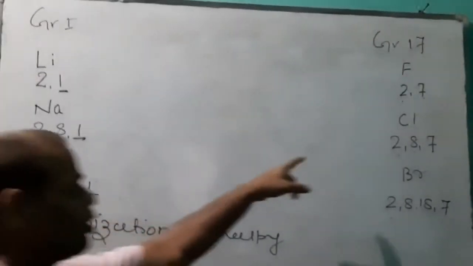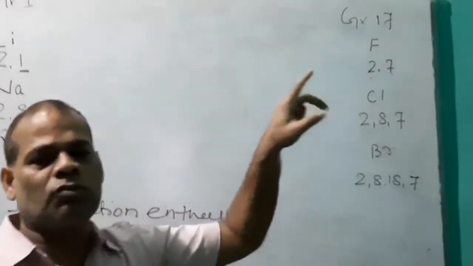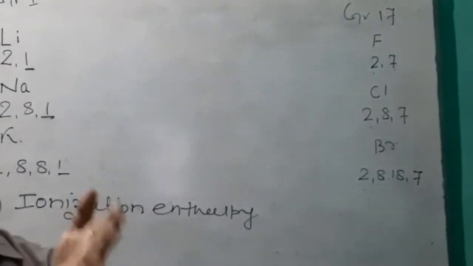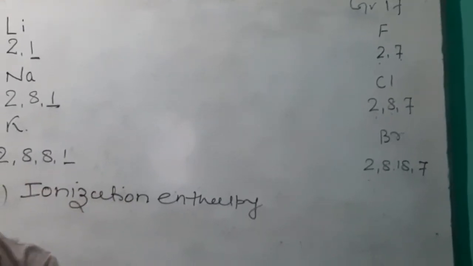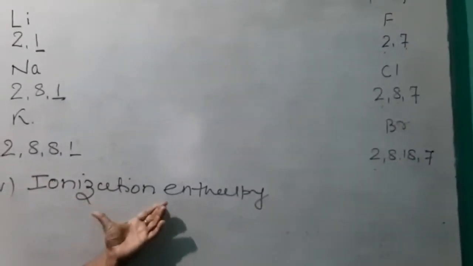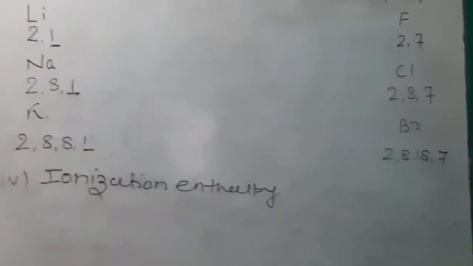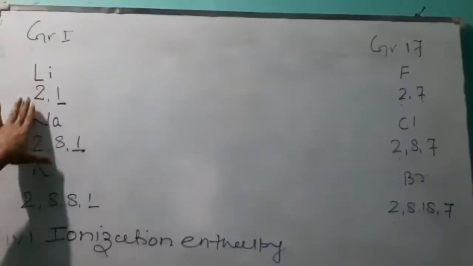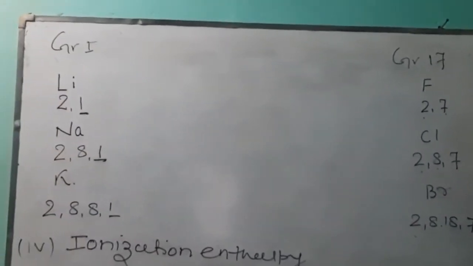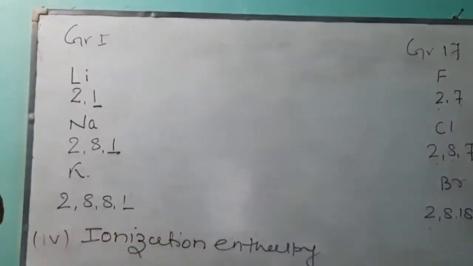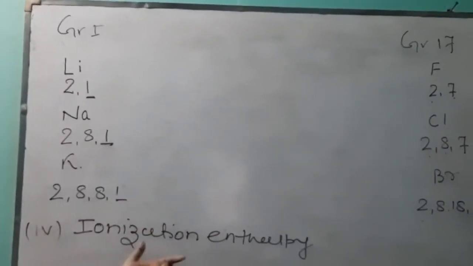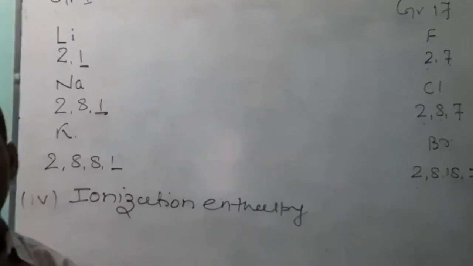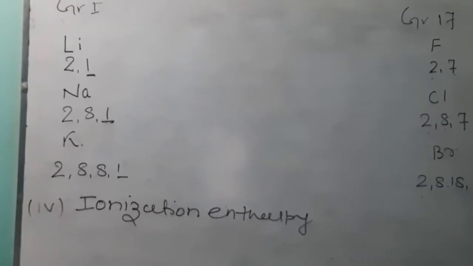So this thing we cannot talk about for group 17, because group 17 does not have a tendency to lose electrons, rather it has a tendency to gain electrons. So when we talk about ionization enthalpy, we will talk about only the metal, the example we have taken, group 1 only, not group 17.